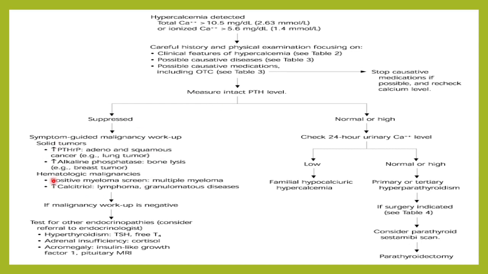Usually it will be malignancy associated hypercalcemia. It could be a lung tumor, a multiple myeloma, a breast tumor, or sarcoidosis, etc., wherein there will be hypercalcemia, but the parathormone level will be low. So in all these cases, the calcium level will be high, but the parathormone level will be suppressed.